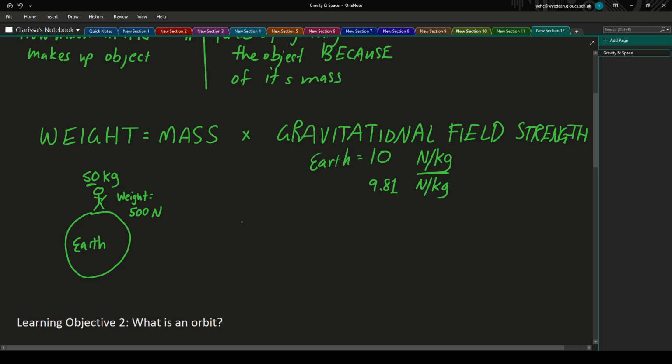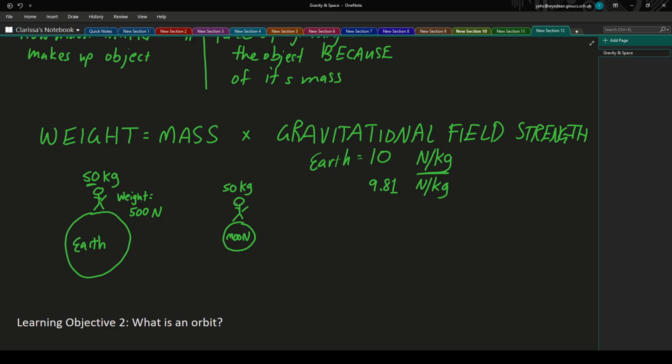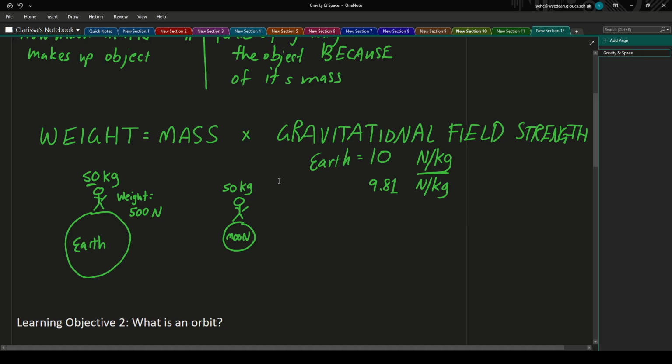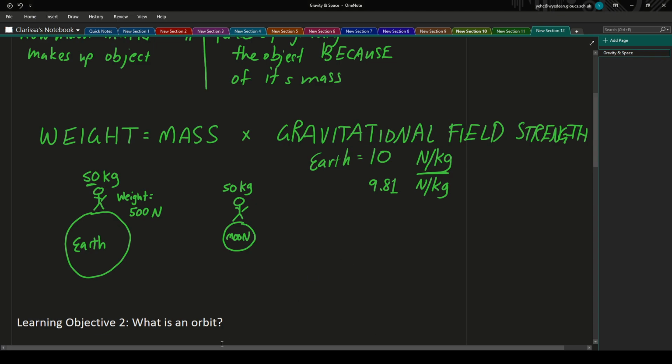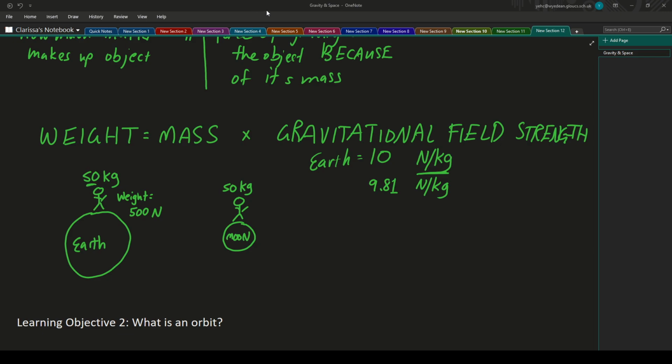But let's say that you took a trip and went to the moon. Your mass hasn't changed, because it's not like you chopped your arm off and all of a sudden you're made up of less stuff. Your mass is still going to be the same because it depends on how much matter makes up who you are. So your mass is still 50 kilograms, but the moon has a weaker gravitational field strength than Earth, so your weight is going to change.